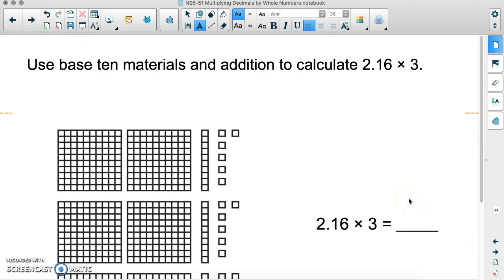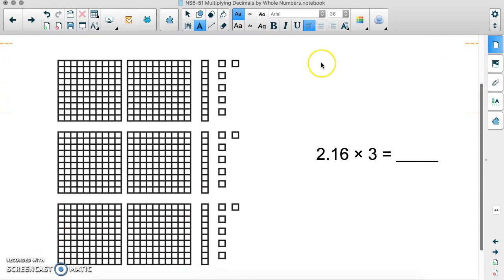Now, we're going to use base 10 materials and addition to calculate 2.16 times 3. So we're going to look at this in another way using the models of base 10. So remember, the cube represents a one, the rod represents a tenth, and the individual little block represents a hundredth. So here I have 2.16, and I have it 3 times because I'm multiplying by 3.